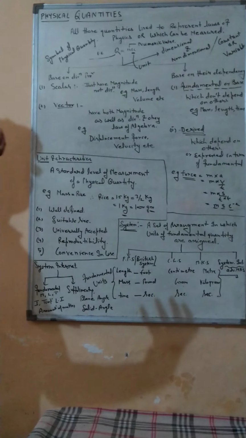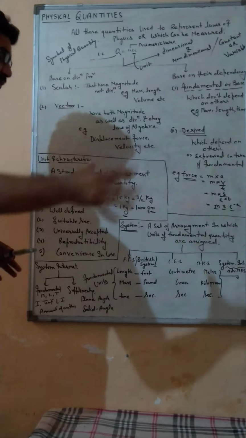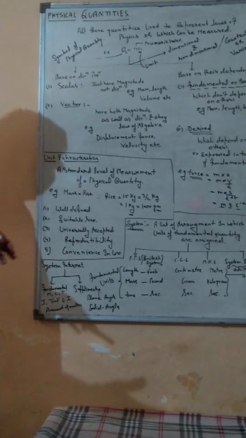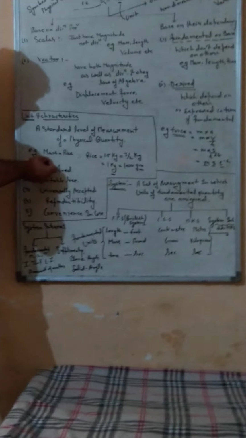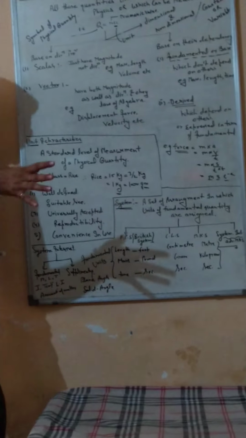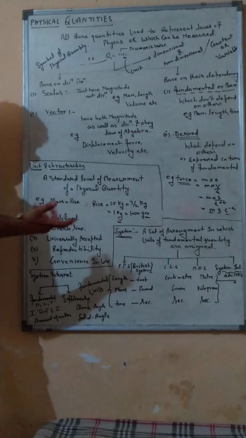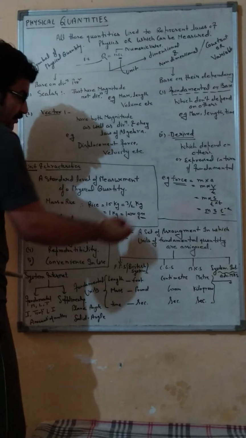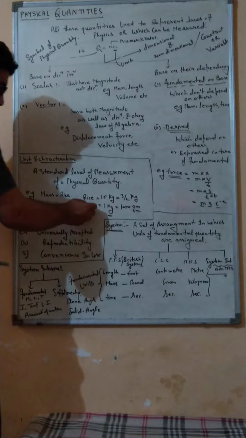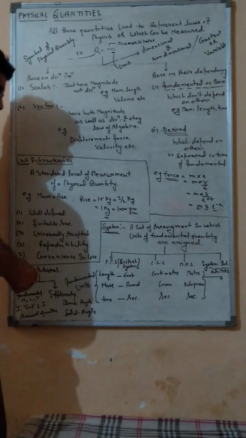Any physical quantity can be expressed in a standard level, and that standard level is called a unit. For example, rice in physics is a mass, and mass has units: gram, kg, quintal, etc. So we can say rice is equal to 1.5 kg.